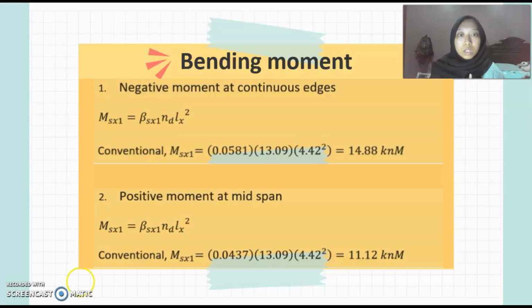and we will get 14.88. Next, for the positive moment at midspan, the formula is the same but the value of beta is different. For the last one, conventional, it is 0.0437 times 13.09 times 4.42 to the power of 2, and we will get 11.12 kilonewton meter.